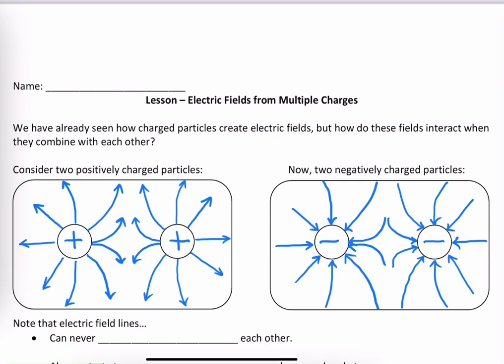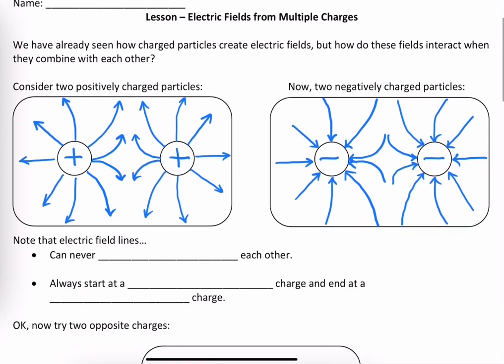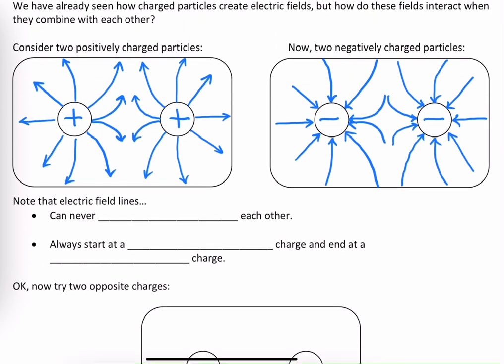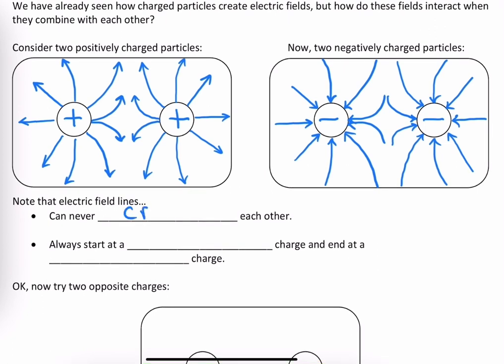Now, there's a couple key things to note about electric field lines now that we've drawn these two pictures. One thing to note is that electric field lines can never cross each other. And indeed, we notice that doesn't ever happen in any of these diagrams. They got a little bit close, maybe over here. It seemed like they might be getting close to crossing, but they never do.